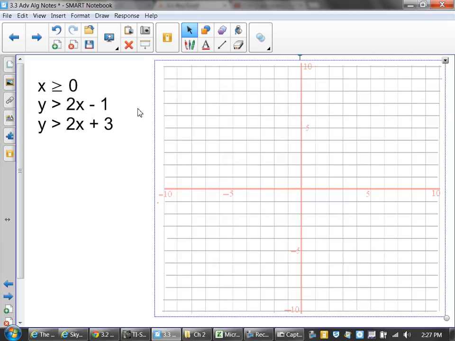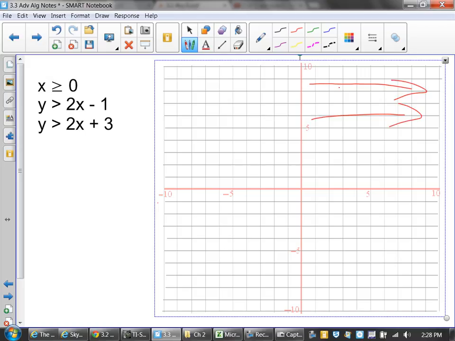No, it's a parallelogram that goes up infinitely to one side. Actually, it's not quite a parallelogram. So x is greater than or equal to 0, which means it's everything going this way. It's like an infinite parallelogram.